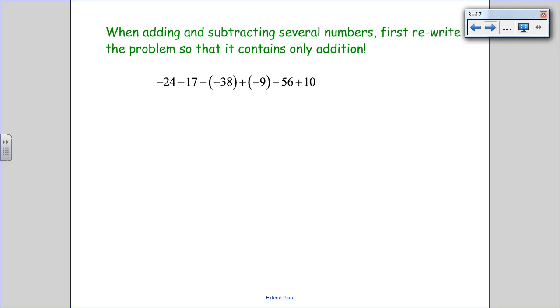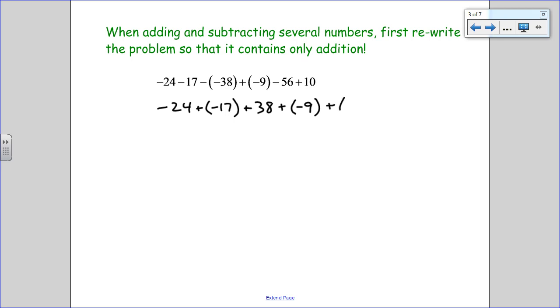So let's look at this example. As we go through each step, anytime we see subtraction, we're going to rewrite that step as adding the opposite. So we start with negative 24. Then instead of minus 17, we will write plus negative 17. Instead of minus negative 38, we can write plus 38. Plus negative 9 is already written in an addition form, so we will leave that as it's written.